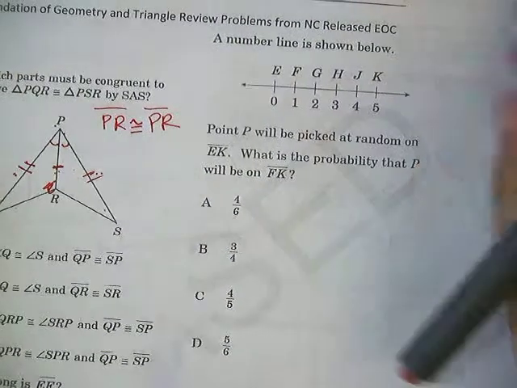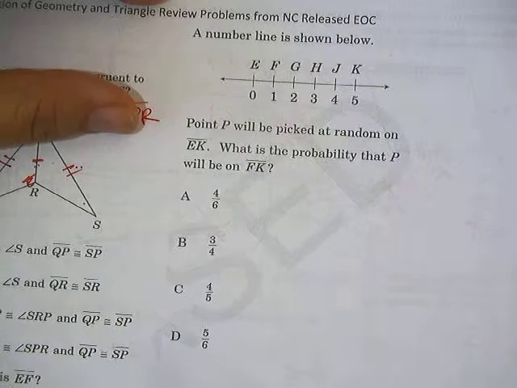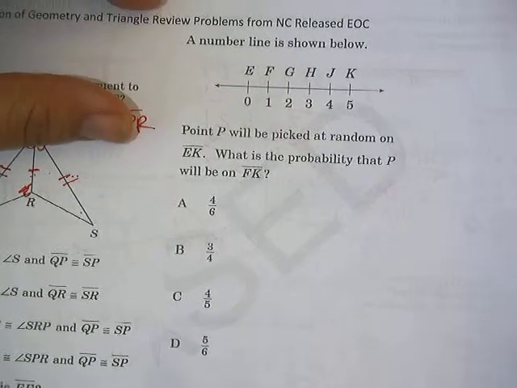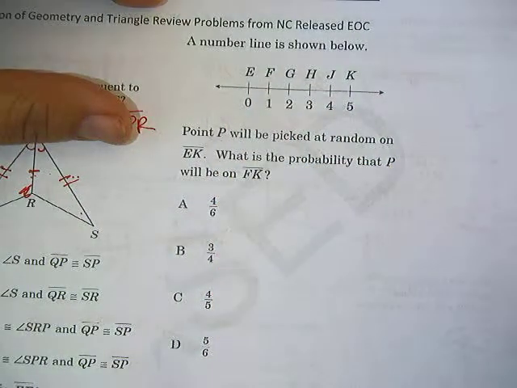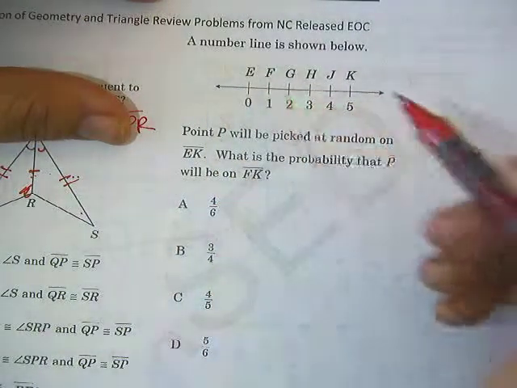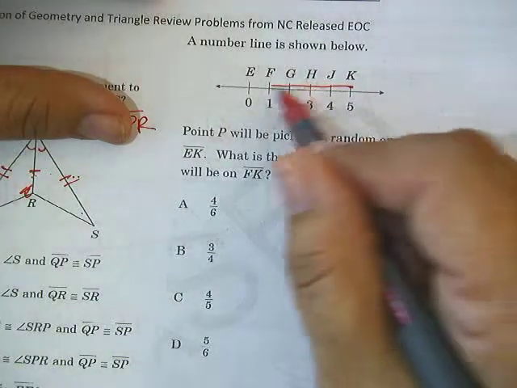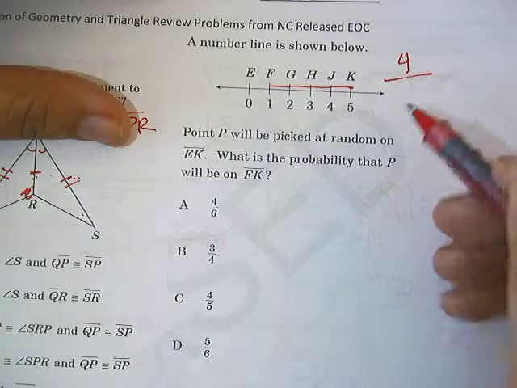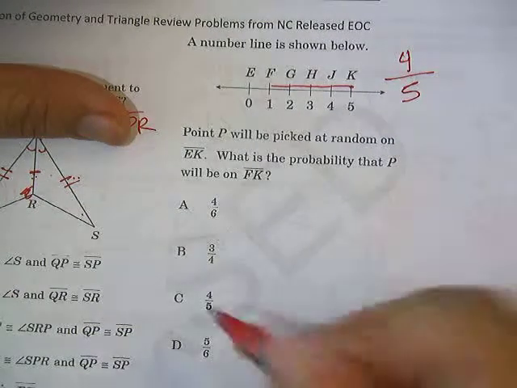Last problem on this page. A number line is shown below. Point P will be picked at random on EK. So from E to K. And you notice there the length is 5. What is the probability that P will be on F to K? So you just take the length of this segment, which is 4, over the total length, which is 5. So your answer is 4/5, or C.